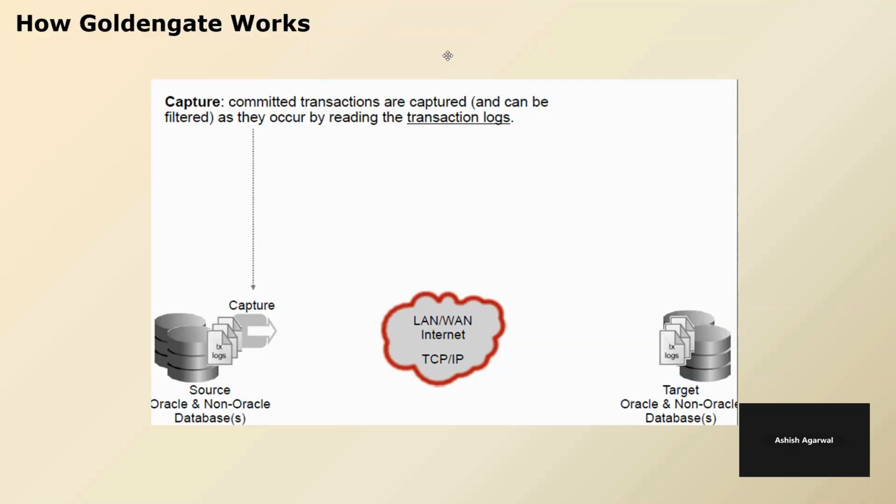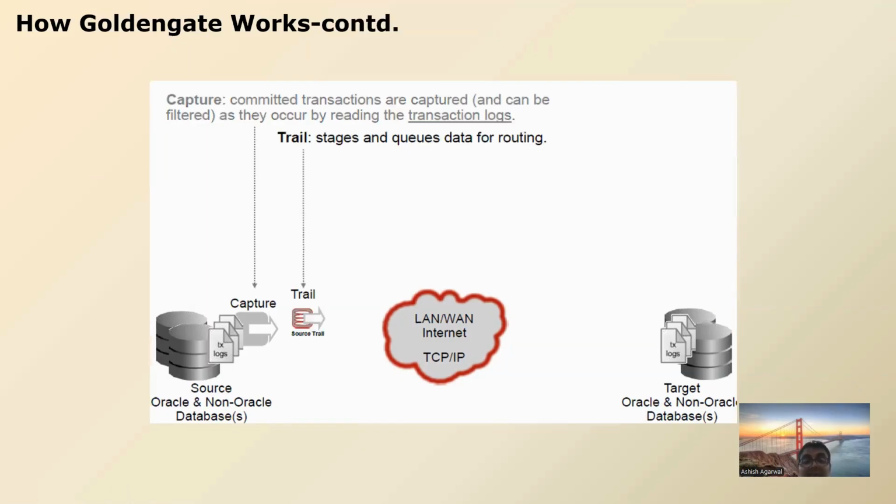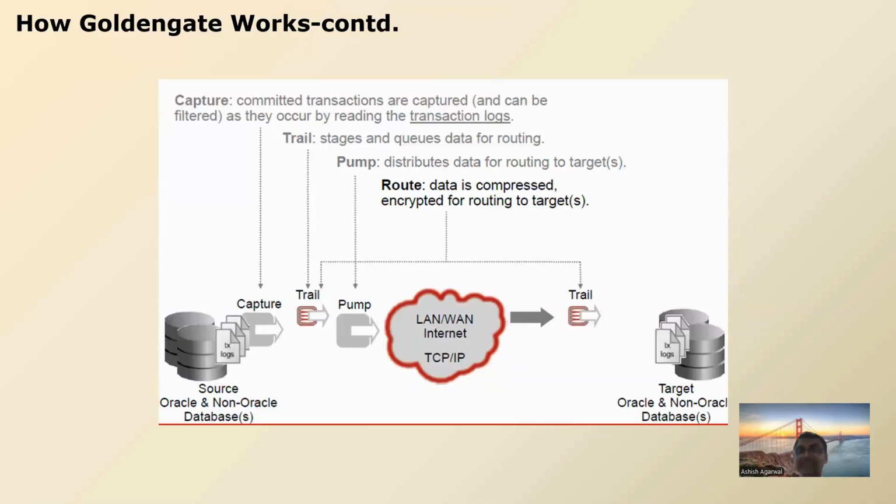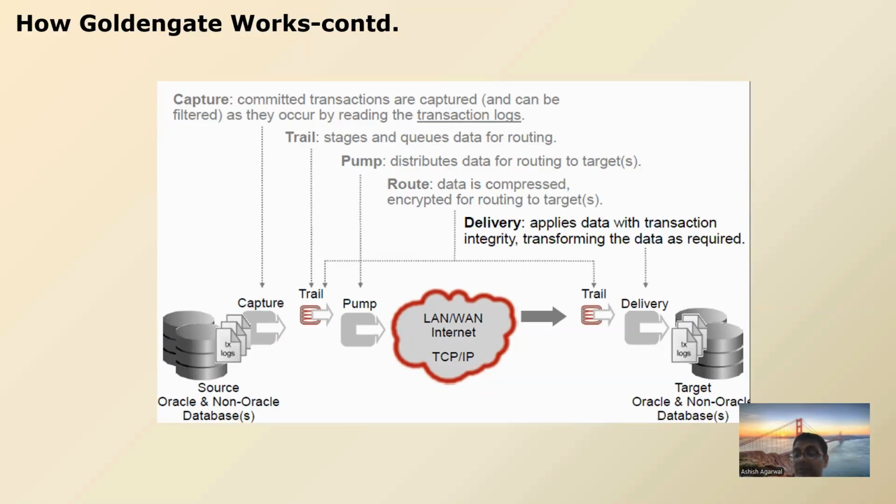Now, once the transactions are captured by the extract process, they are written into local system trail files, which are called local trail files. Once the data is available in the local trail file, the data pump process reads the data from the local trail, sends it over the TCP/IP network, and writes it to the remote trail file. Once the data is available in the remote trail file, the delivery process, which is also called the replicate process, applies the data to the target database.